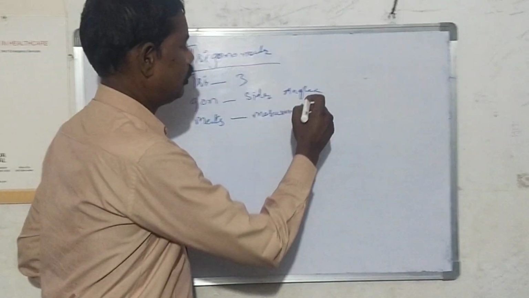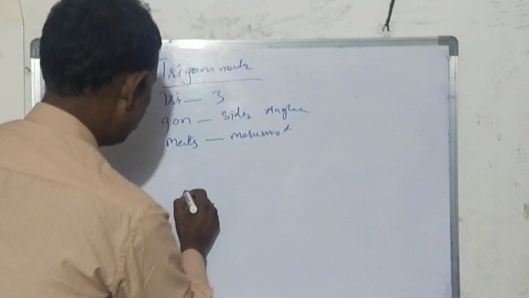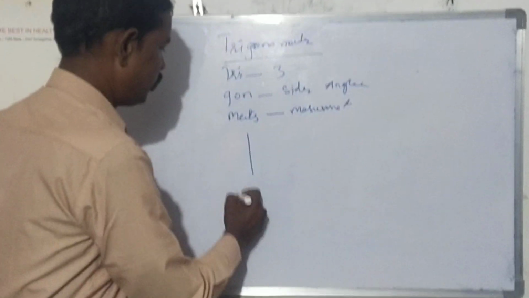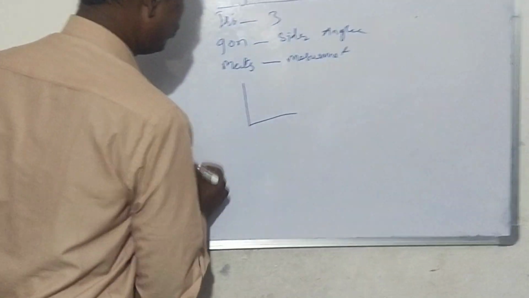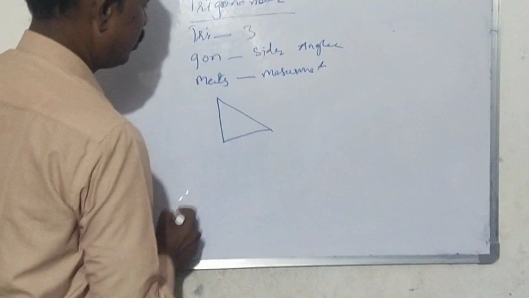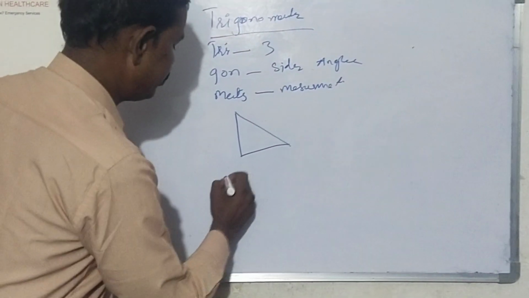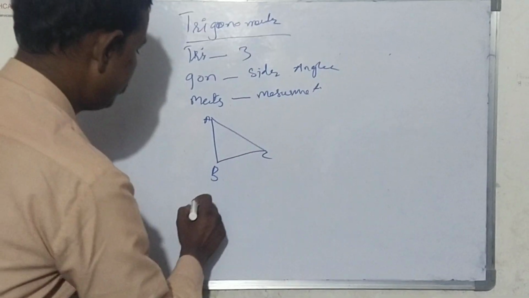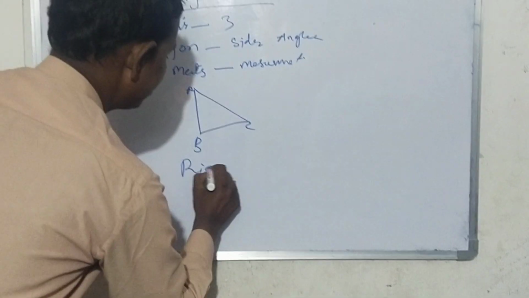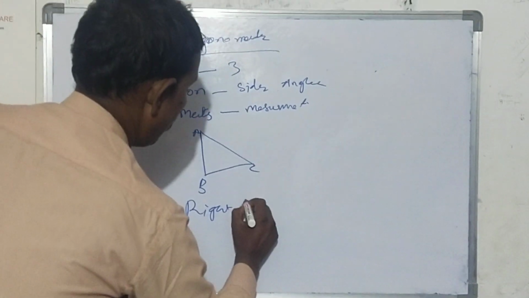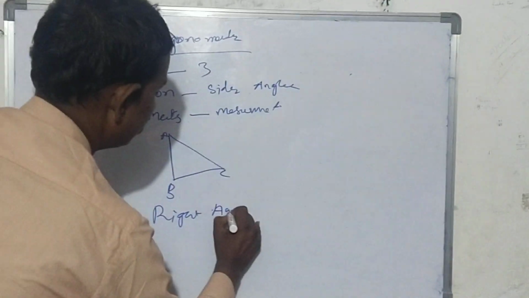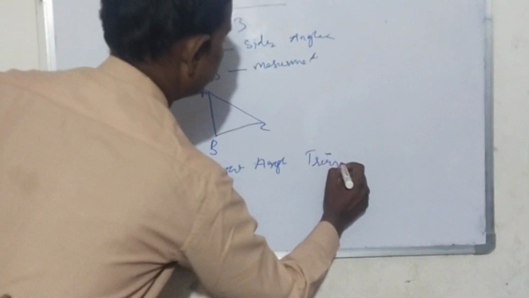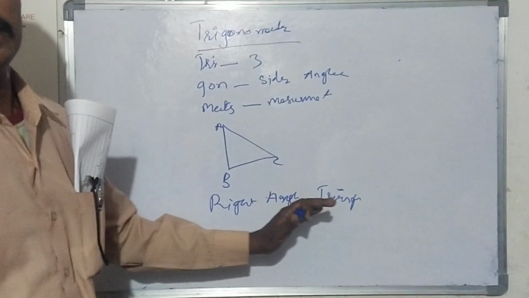Tri means three sides or angles. For example, we have this one line, this is the height, this one is the base, and this one is the hypotenuse. This is A, B, C. This is a right angle triangle.